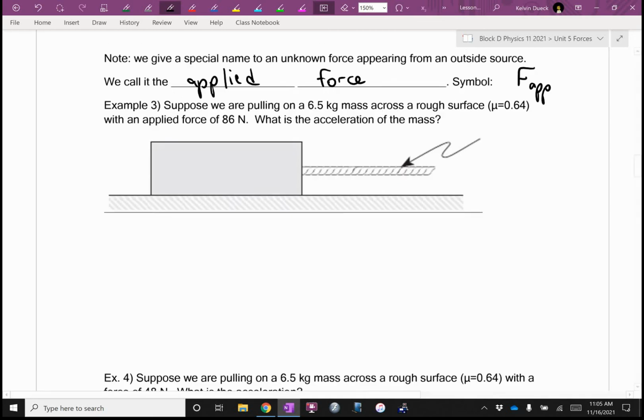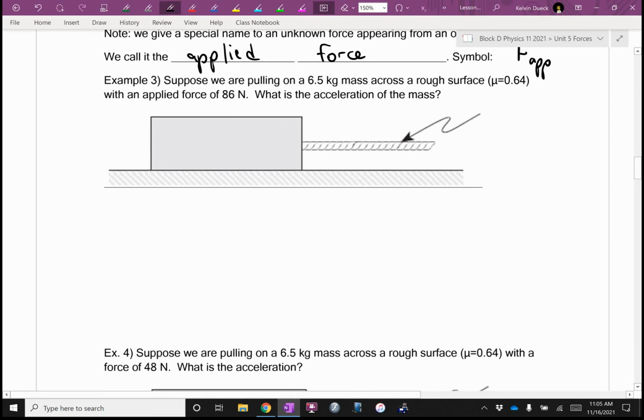Example 3, we're just going to continue building on pulling something across rough ground. Suppose we're pulling on that same 6.5 kilogram mass across the same rough surface. It's got a mu of 0.64 with an applied force of 86 newtons. Ooh. Dan, what does this want me to find?